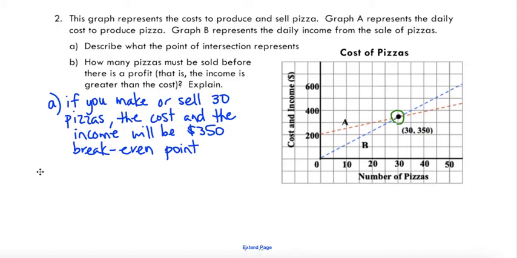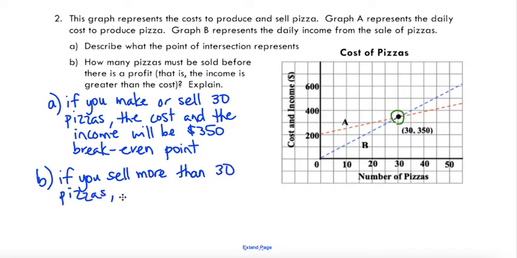So for part B, if you sell more than 30 pizzas, you will make a profit. And the amount of profit will increase the more pizzas that you sell.